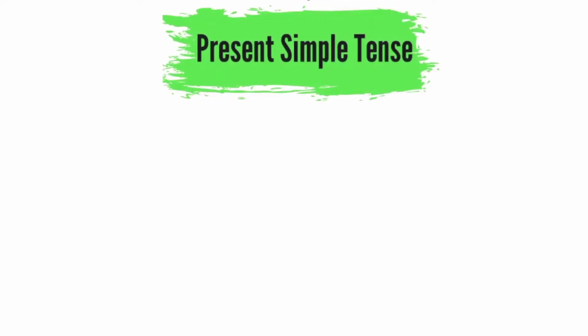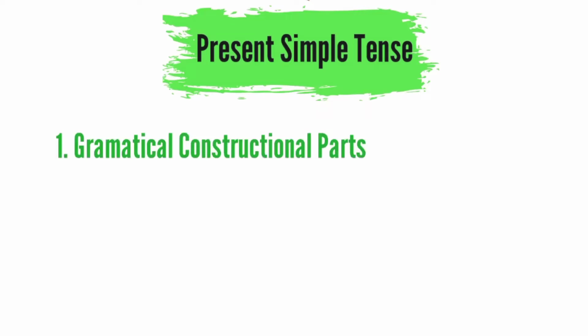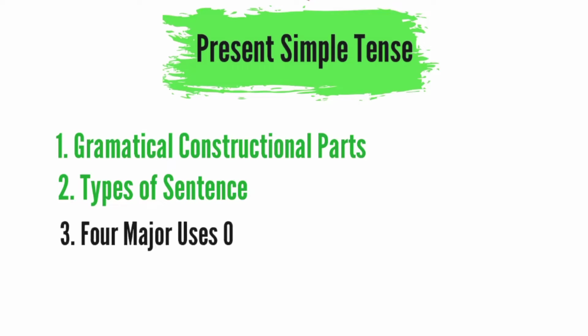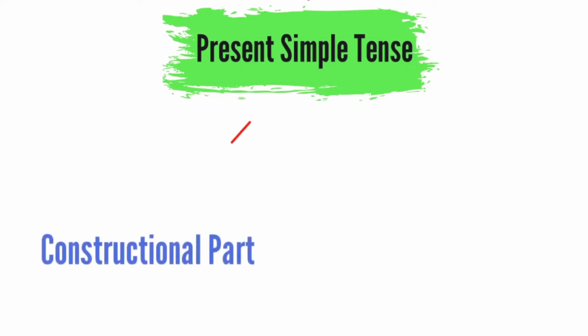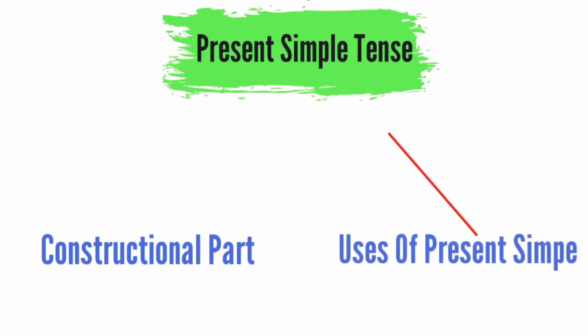In this session, we will discuss first the grammatically constructional parts of this present simple tense. Then we will talk about its affirmative, negative, and interrogative conditions. And finally, we will talk about four major ways of using this present simple tense. I have divided this video in two sessions. In the first session, we will discuss what the constructional parts of the present simple tense are. In the second phase, we'll discuss what the four uses of this present simple tense are.